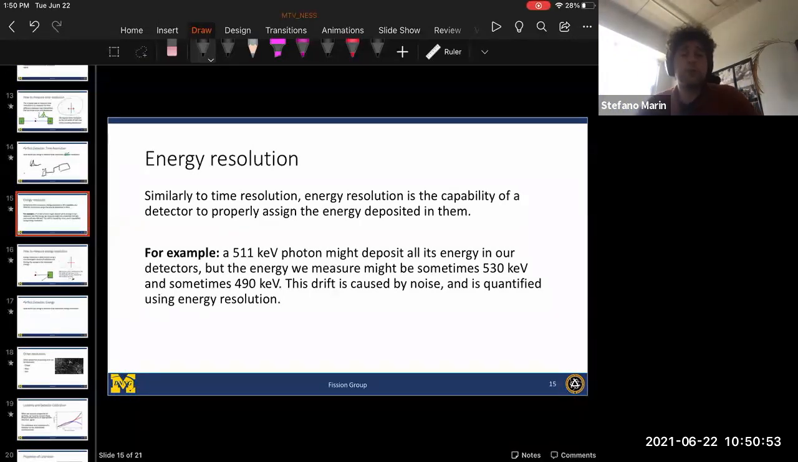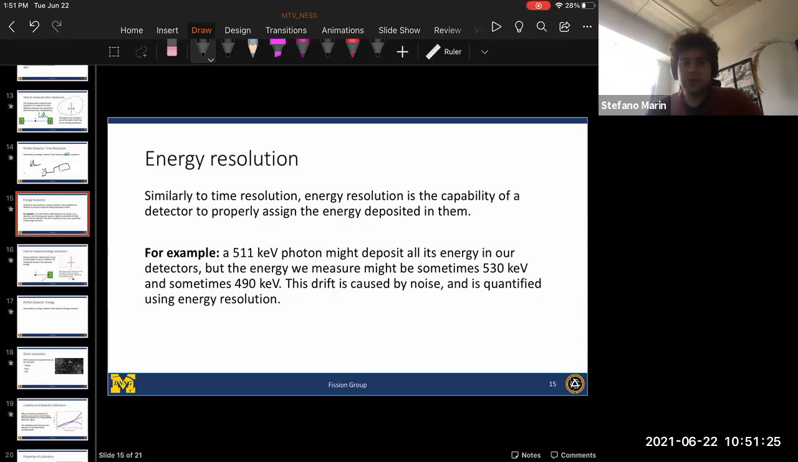The energy resolution, like the time resolution, is the property of a detector to identify and correctly report to us, the people who are making experiments, the timing of a particle. Energy resolution is basically the same thing. It's going to be the capability of a detector to properly assign the energy deposited in it. Now, there are some other ways that energy resolution can be used, and these can be derived ways.